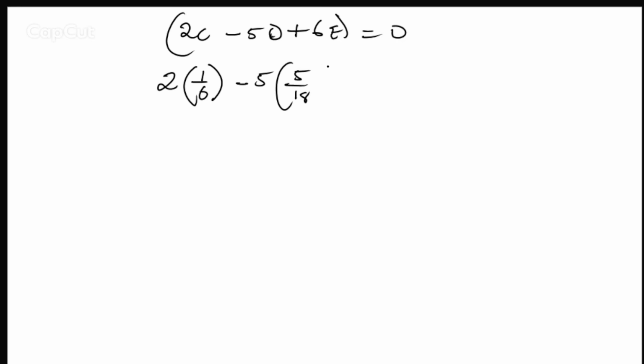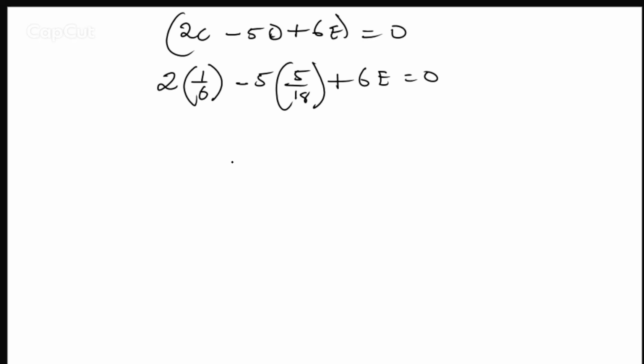5/18, right? And this is in brackets plus 6E, and this will be equal to 0. Now, our interest is to get what E is. Are we together? So to get E, we can take everything here to the other side of our equation.